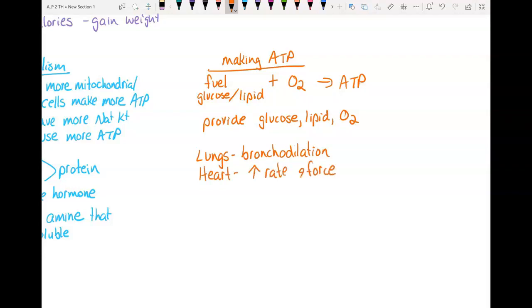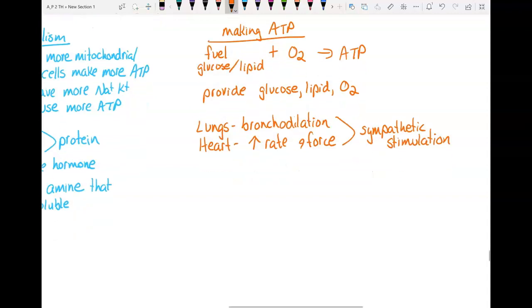In fact, this was part of your chapter 15 lab. If you have that handy, take a look at it. You have the answer there. This is what sympathetic stimulation does. So sympathetic stimulation will cause bronchodilation, so you can get more air, and it will cause the heart to increase its rate and force so that you can send more oxygen through the blood. Think back to what you know about sympathetic stimulation.